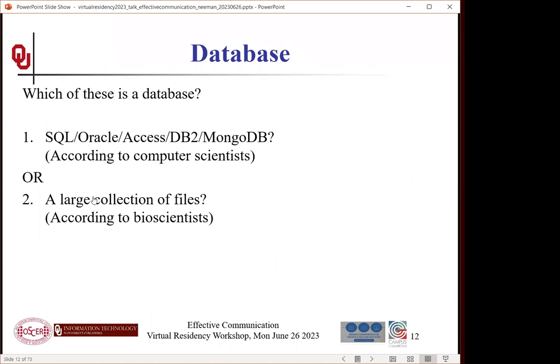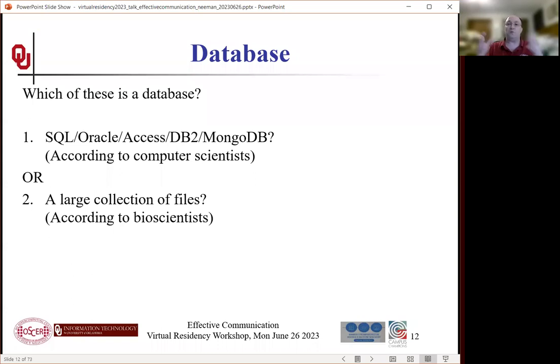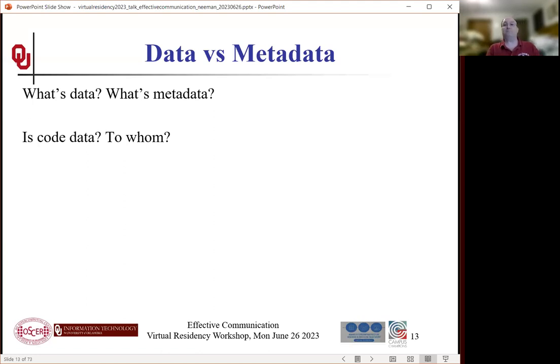Anybody know? Anybody worked with a bioinformatics person? Protein sequencing databases. Yeah, but when they say database, do they mean database like SQL, Oracle, DB2, MongoDB, or do they just mean a big pile of data? Big pile of data. But if you use the word database to a computer scientist, what do they mean? Architecture. Software. They mean something much more specific, right? Much, much more specific.